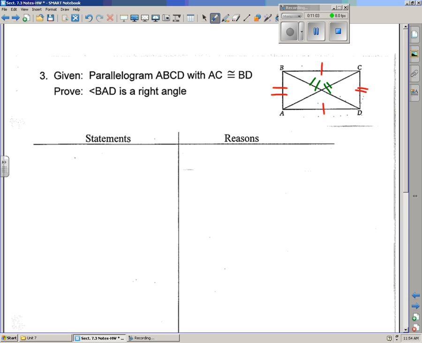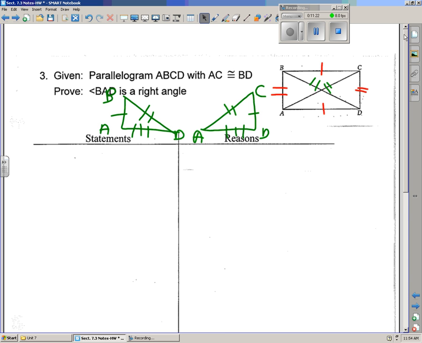So if you think about breaking out these triangles, this becomes BAD, this becomes CDA. These end up being opposite sides. These end up being given. This guy down here is reflexive. You've got triangles congruent by SAS. I'm sorry, by SSS. And if the triangles are congruent by SSS, then these guys have to be congruent too.